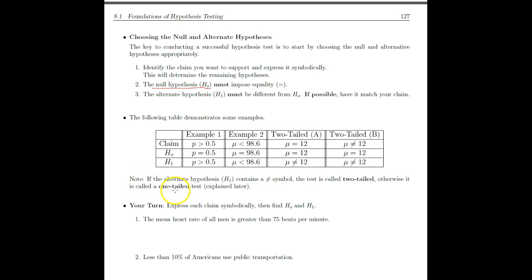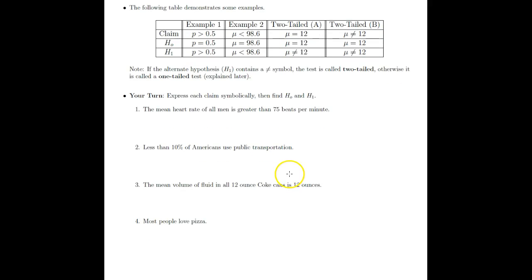A little note here by the author: if the alternate hypothesis contains a does not equal symbol, then that test we call two-tailed. Otherwise, we will call it one-tailed. So here's an example for you to try. Express each claim symbolically. So first, write a claim, just like in this row up here, and write it symbolically. And then also find your null hypothesis and your alternate hypothesis. Sometimes I write HA. It can be written as H sub 1 or H sub A. Either one is pretty accepted in the statistical world.